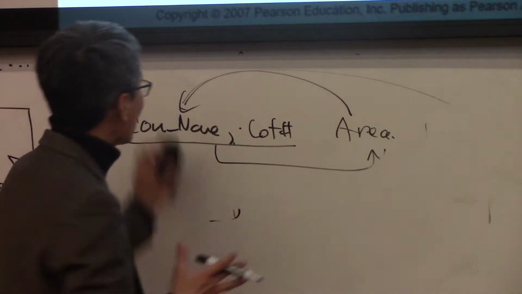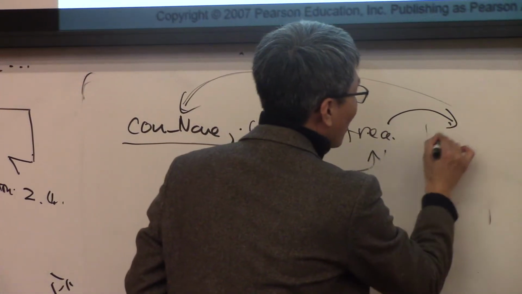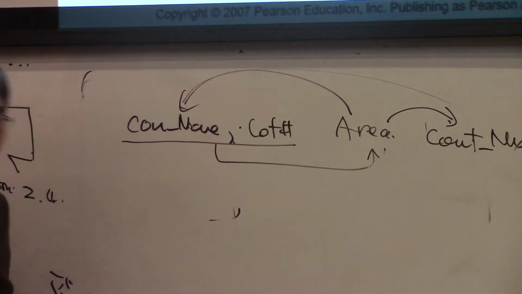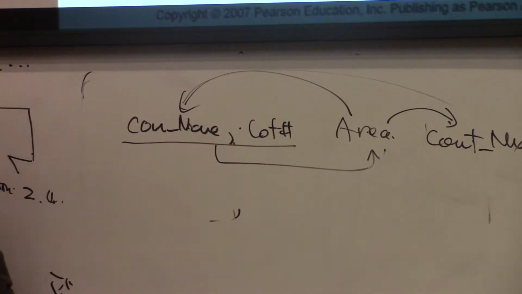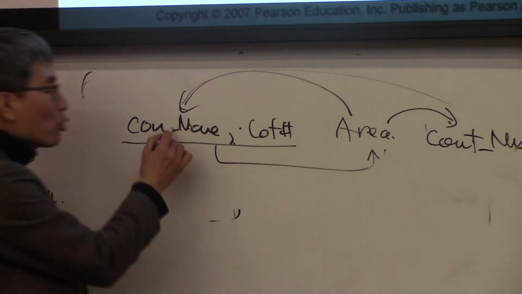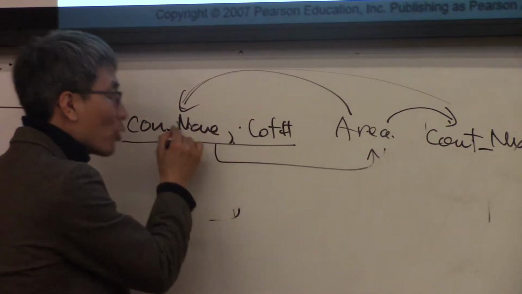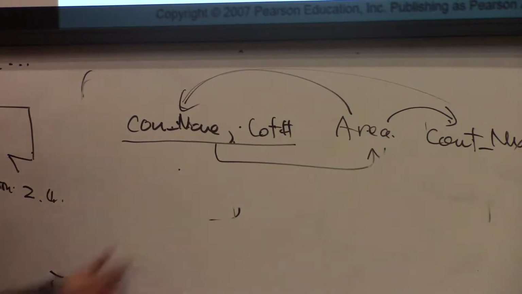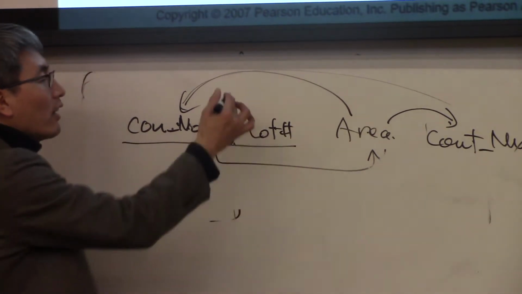However, area still determines country name, because this is a part of the key. So maybe slightly different meaning. Country name is different from country name plus lot number, right? So both the area and the code determine this, which is redundant, so we cannot allow it.